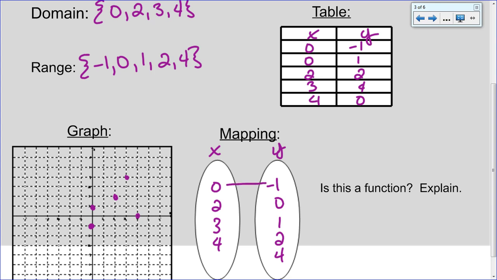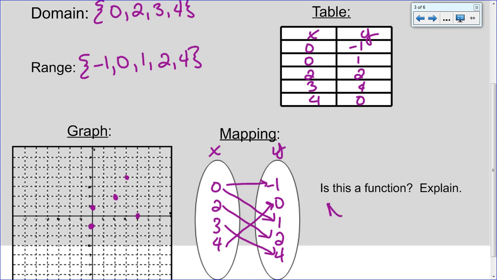So I have a 0 that goes with -1. I also have 0 that goes with +1. Then I have 2 goes with 2, 3 goes with 4, and 4 goes with 0. Here's where there's a problem. This 0 has 2 arrows that leave from it. Anytime that happens, 2 arrows leaving from the same number means I don't have a function, because that x value got used twice. This x value is paired with 2 y's instead of just 1.